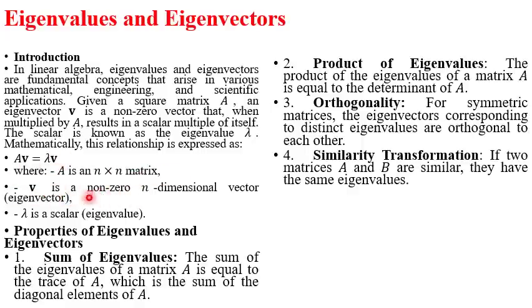a non-zero vector, n-dimensional. N in this case is also the number of rows, which of course is equal to the number of columns for a square matrix. So the dimension of the non-zero vector will correspond to the number of rows and the number of columns. The number of rows basically, or the number of columns, of course, which are the same. So lambda is a scalar, which is the eigenvalue.